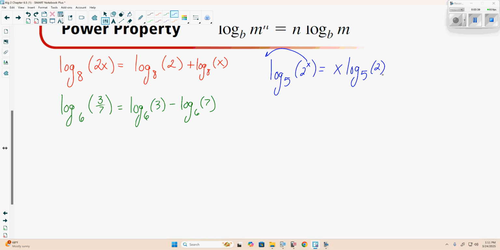Questions on these properties here? Questions on how these are working?